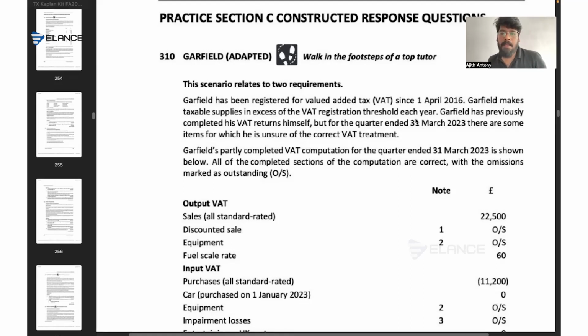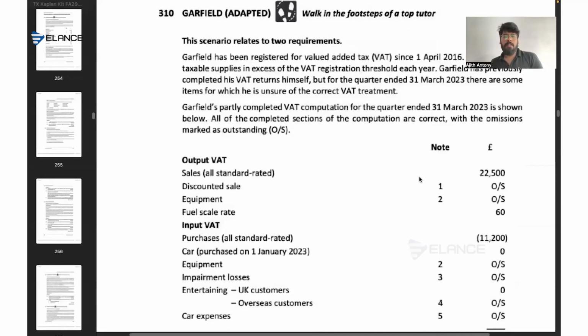Garfield previously completed his VAT returns himself. But for the quarter ended 31st March 2023, there are some items for which he is unsure of the correct VAT treatment. So this Garfield is personally doing every VAT related thing, submitting the VAT return to HMRC. In this quarter ended 31st March 23, he has some confusions related with some things, so we should clarify those confusions to him. That is the requirement.